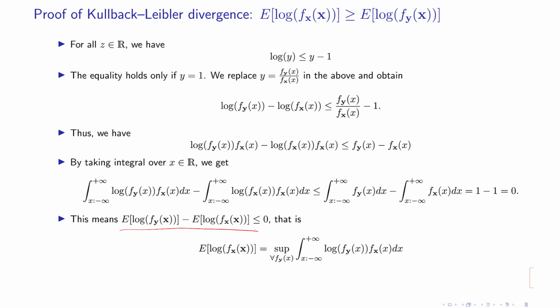Alternatively, we could write that, because this inequality is valid for all fx of x and all fy of y, I could say that this is minus entropy. So the supremum value of this integral, if you search over all possible PDFs, is achieved by the true PDF. This is why this measure is used as a means to identify the distribution of a set of data. Obviously, there are other ways to do so.